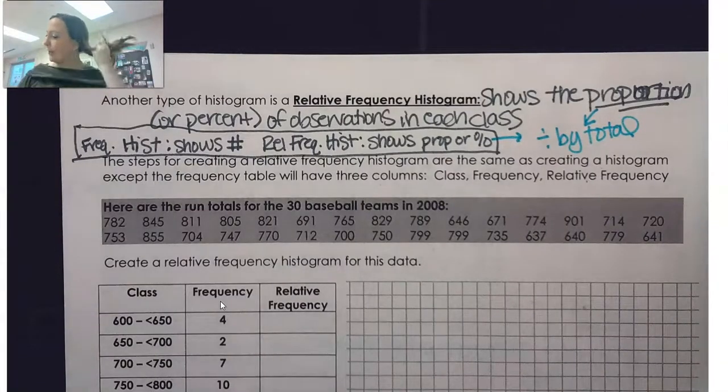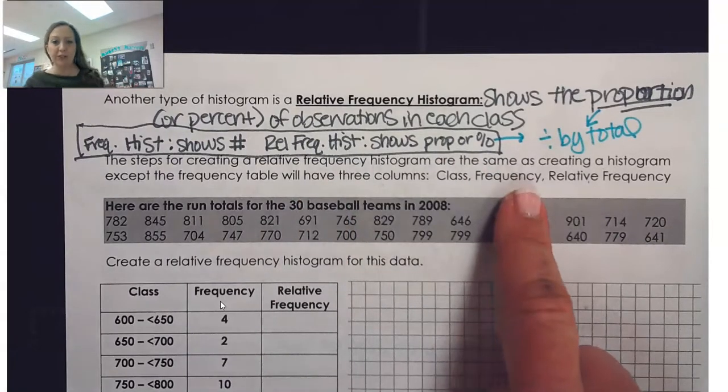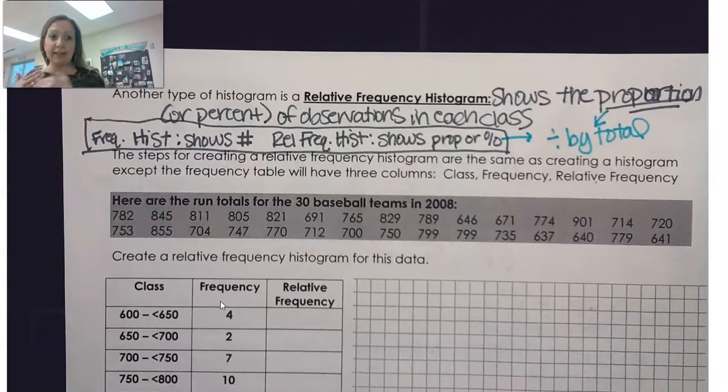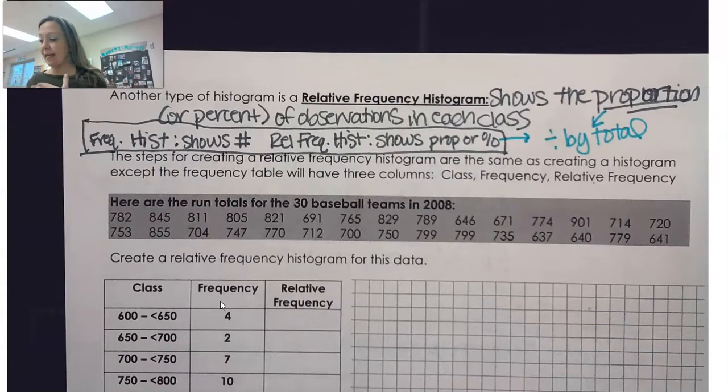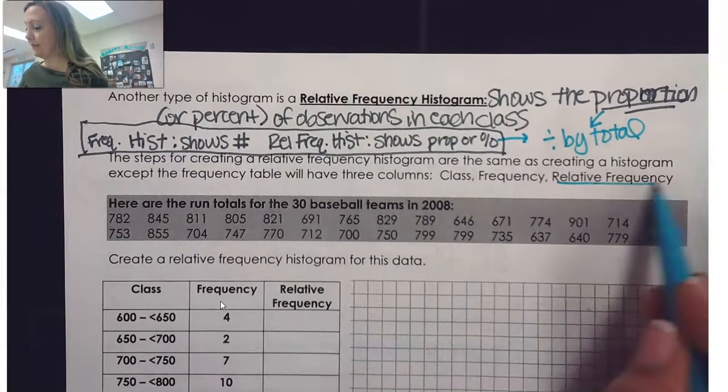So again, the steps for creating a relative frequency histogram are the same as creating a histogram, except now our frequency table has 3 columns instead. We're going to look at the class. We decide on the class the same way. We decide on the frequency, but then we're also going to have a new column for this relative frequency, okay?